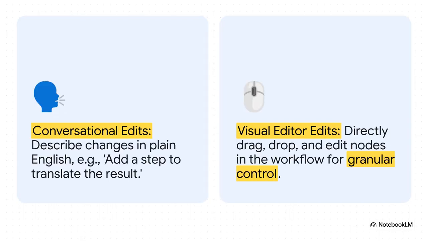But what if that first draft isn't perfect? This is where Opal gets really clever. You've got 2 ways to tweak your app. You can just talk to it, using what they call conversational edits. You could just type, "Hey, add a step to translate the final result into Spanish." Or, if you want to get your hands dirty, you can jump into the visual editor and start dragging and dropping the different parts of the workflow yourself. It gives you both simplicity and control.